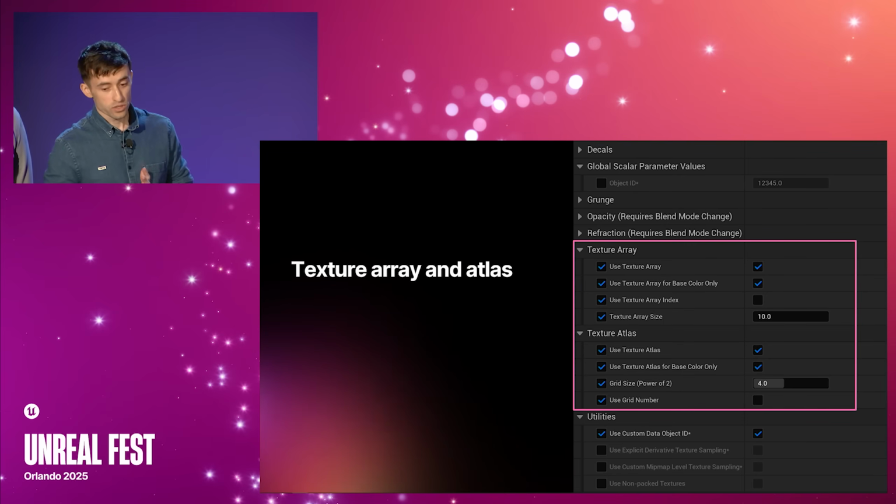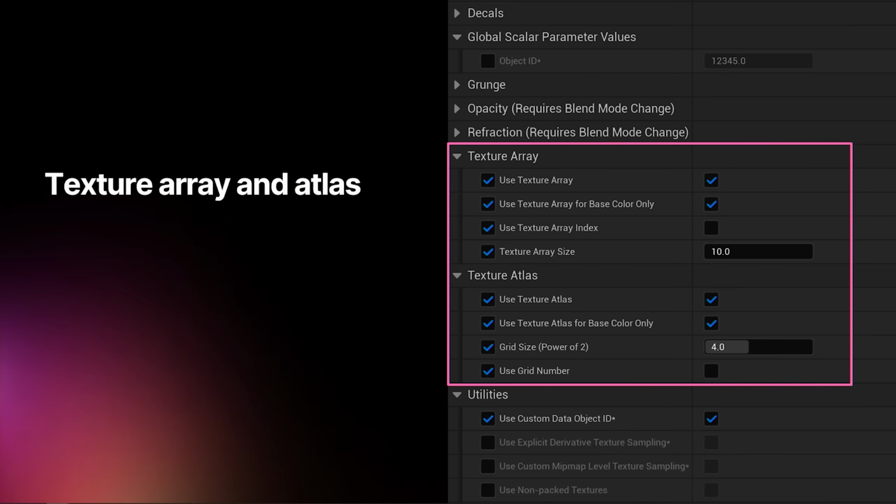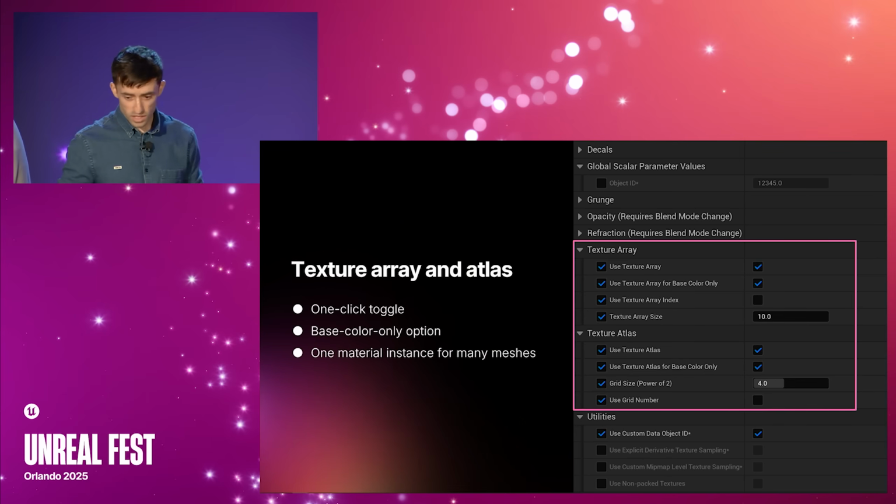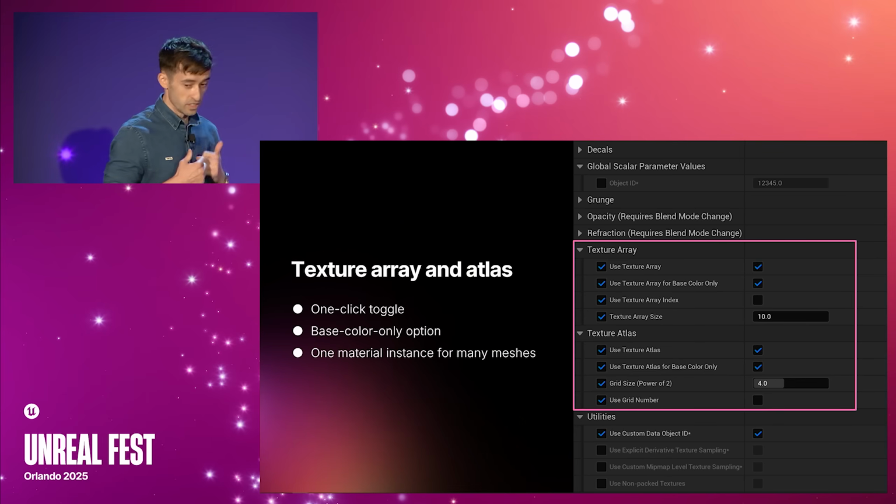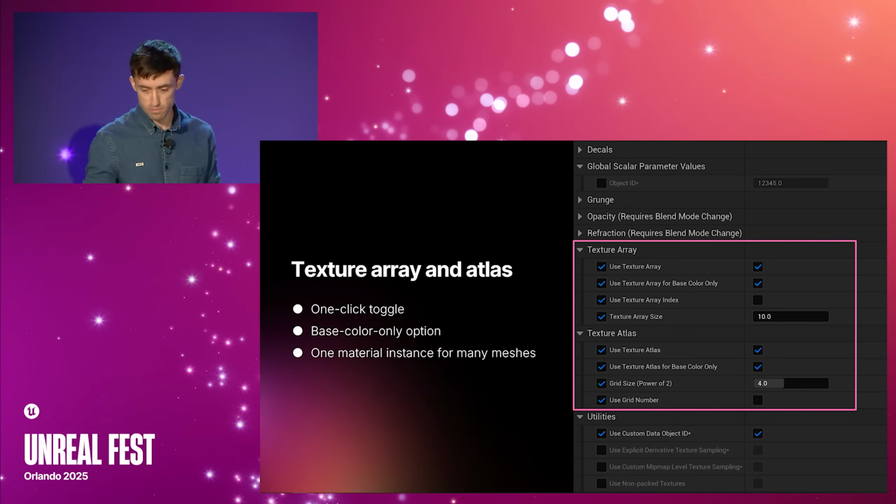Our texture also supports texture arrays and atlases with one click. So nearly everything in this material is just a one-click toggle. If you want it, you turn it on, and all the connections automatically will work. You don't have to go and replace everything. This also has a base color only mode, because quite often for a texture array, you want to just change some color. You don't want to change the normals or the roughness. And this is, again, very useful if you have one material instance. You only want to manage one material instance, and you want to throw it to many, many meshes.